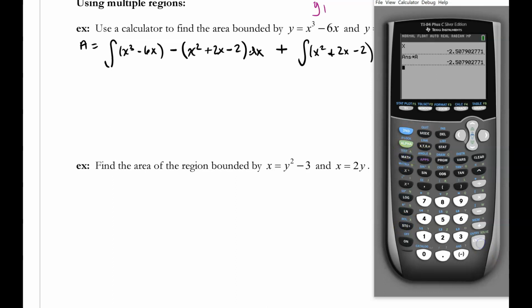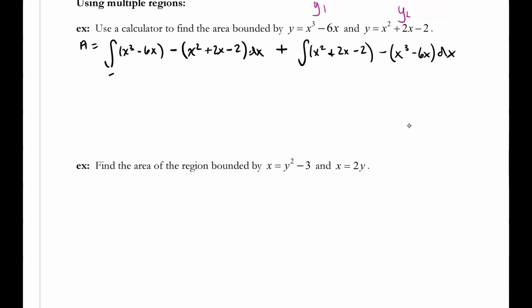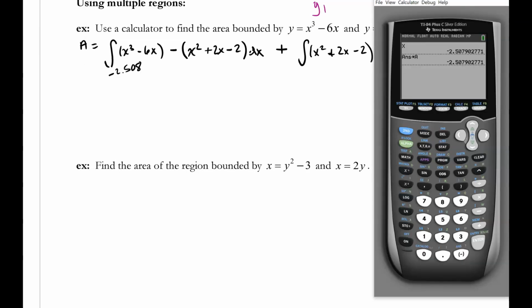So I'm going to go second quit, hit X, hit enter, hit store, alpha A. All right, then I'm just going to jot that down. So negative 2.508. So we do need to write that out. We just know we would never use that rounded number in the calculator.